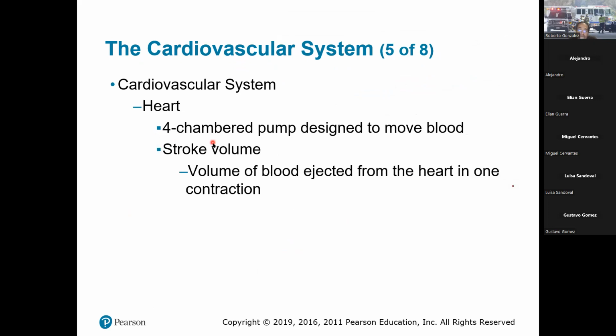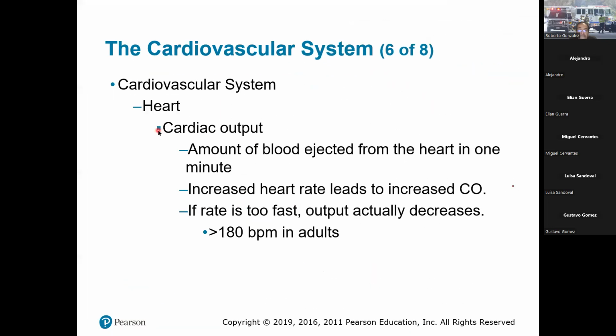The heart is a four-chamber pump designed to move blood, and the stroke volume is the volume of blood ejected from the heart in one contraction. Okay. Cardiac output is the amount of blood ejected from the heart in one minute. Increased heart rate leads to increased cardiac output. If the rate is too fast, the output actually decreases. If it's above 180 beats per minute, it brings down your blood pressure.